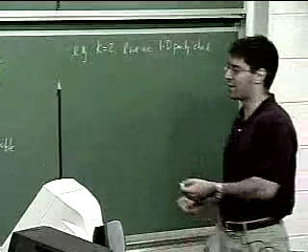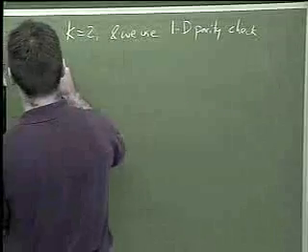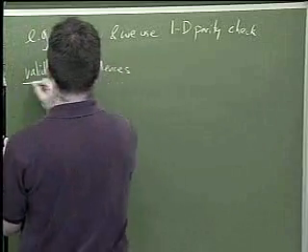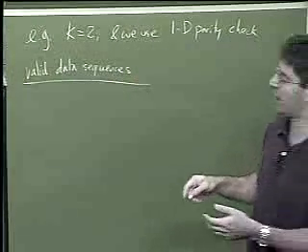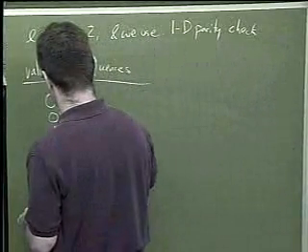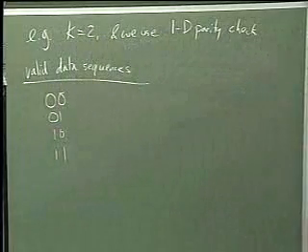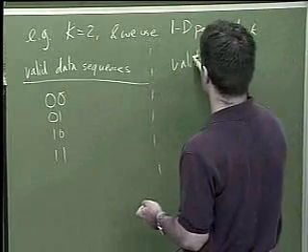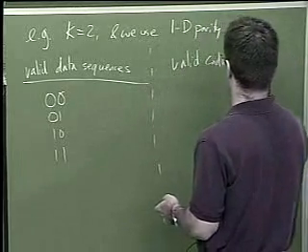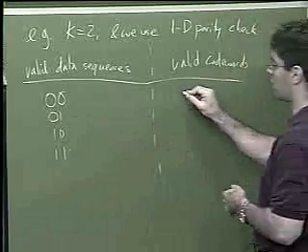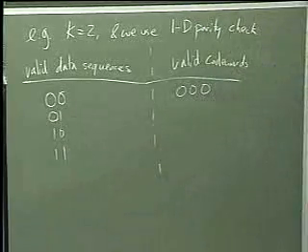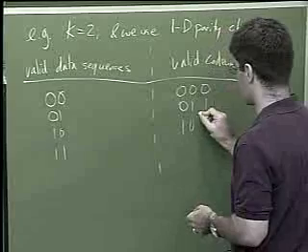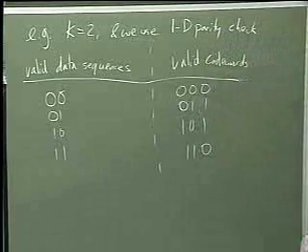Okay. Valid data sequences are what? Well, any sequence of 2 bits is a valid data sequence: 0, 0, 0, 1, 1, 0, 1, 1. Right? So what are the valid code words? Well, when I try to send 0, 0, the valid code word is going to be 0, 0, 0. Right? The 2 data bits and the check bit. For 0, 1, it's going to be 0, 1, 1. For 1, 0, it's going to be 1, 0, 1. And for 1, 1, it's going to be 1, 1, 0.